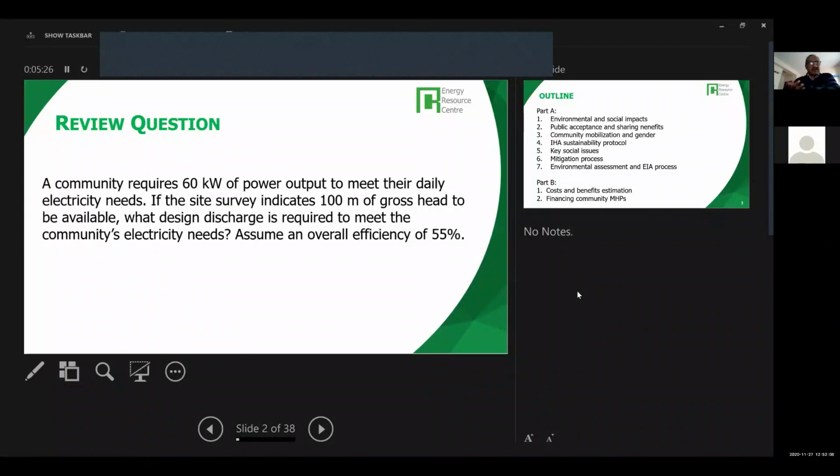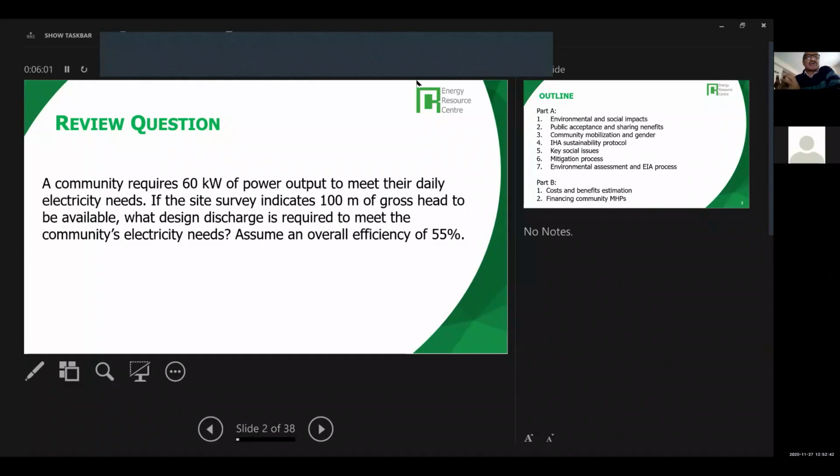Yes, we can proceed. Okay, but before I go into my presentation, I would just like to put one review question. Please note this question down, and maybe in the break or in the free time, you can do this rough calculation. It's a very simple question, using the basic formula for hydropower calculation. I think you know that already. In case you have some questions, I can answer them.